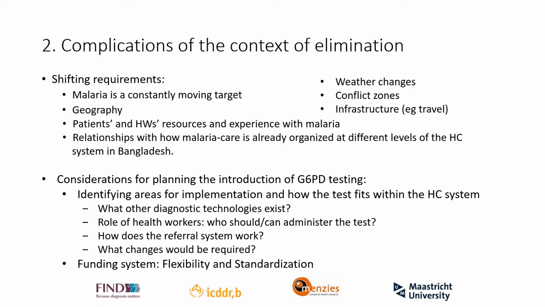This can be: what are the diagnostic and treatment technologies that exist already, and how are they distributed geographically and within the healthcare system of Bangladesh? As we saw, the introduction of RDTs at community level changes a lot the roles of health workers and the traveling of patients. And it affects what it means for the biosensor or any G6PD testing to be implemented. So this would have to coordinate with these technologies and with the workers and the referral systems that exist.